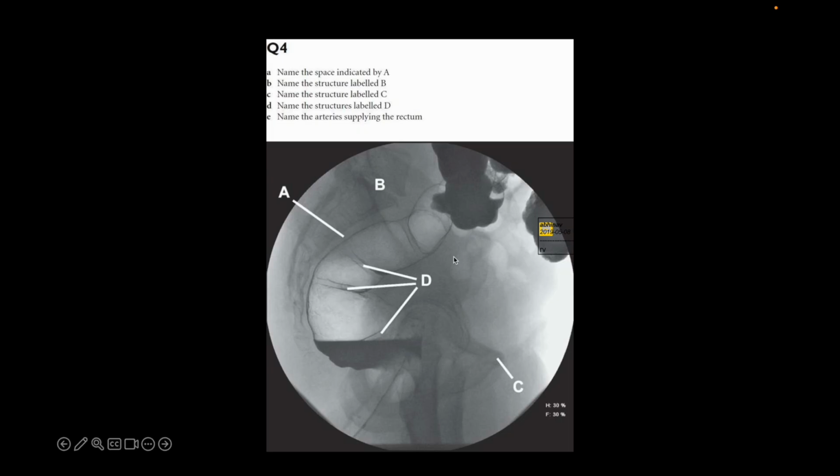This is a sagittal image of a similar sort of scan. This is the sacrum, so this would be the presacral space. B would be the L5-S1 lumbosacral joint, L5-S1.